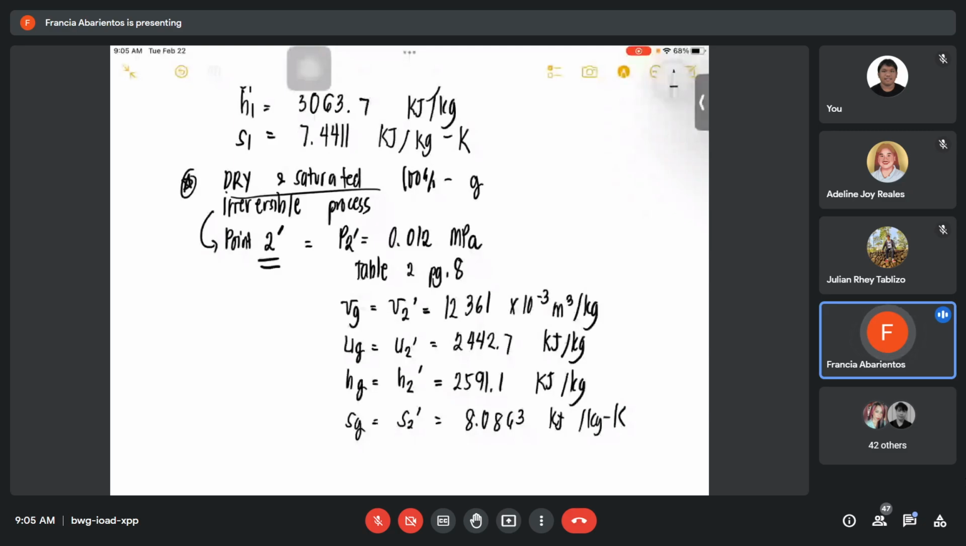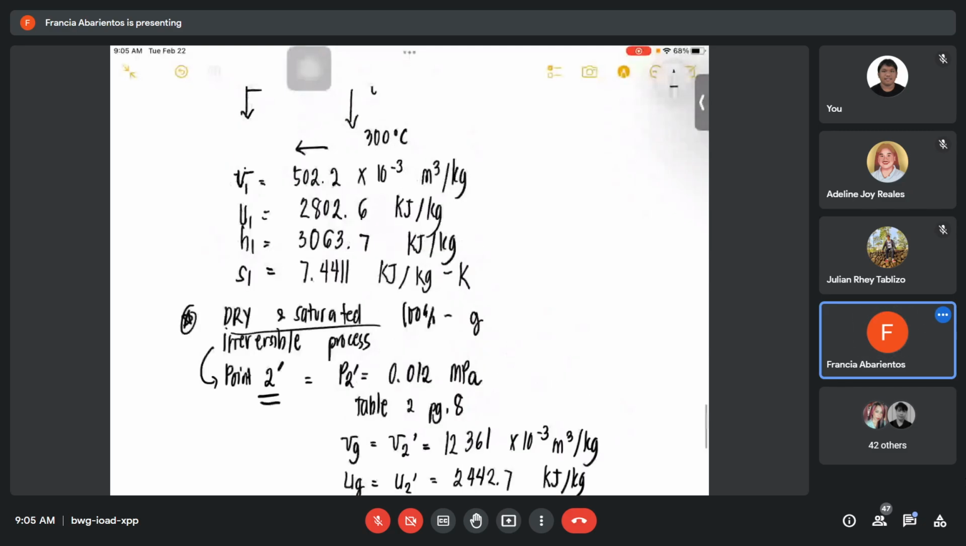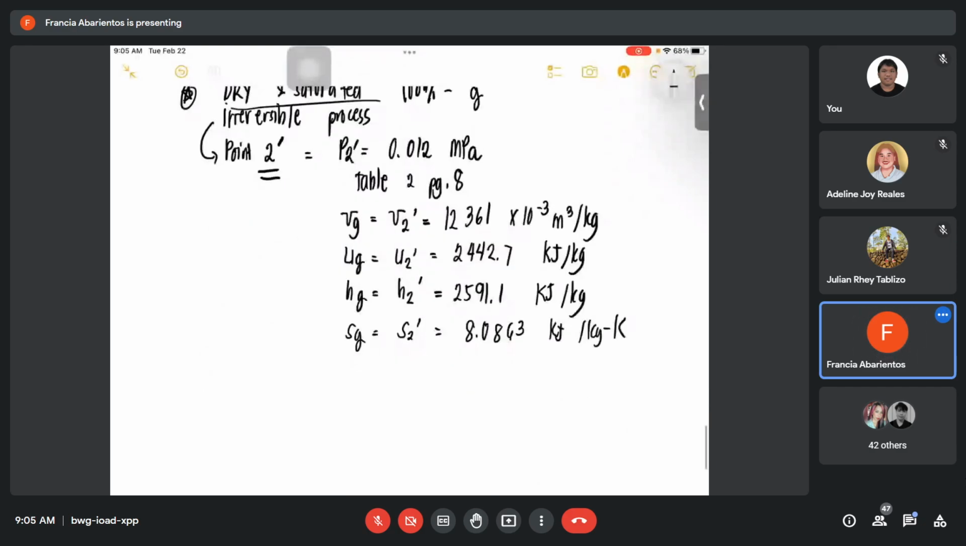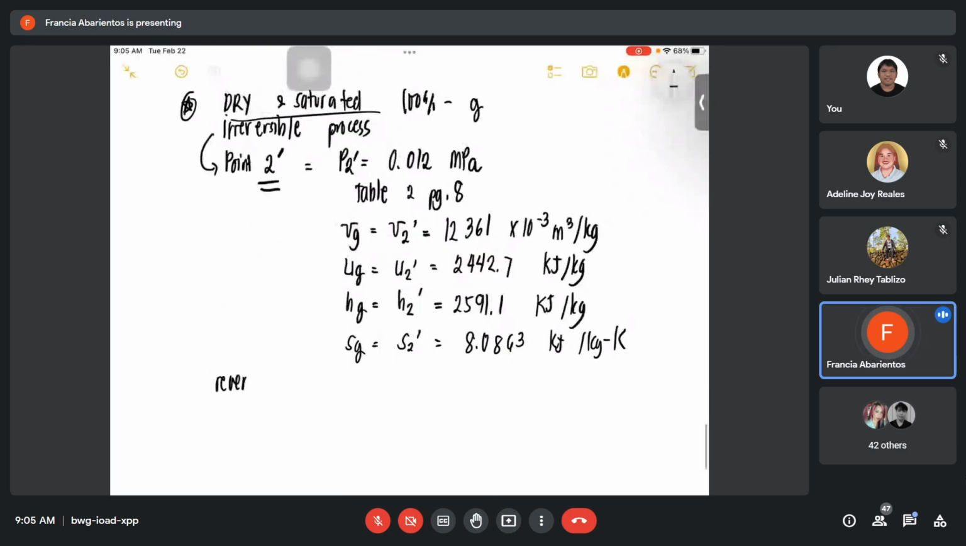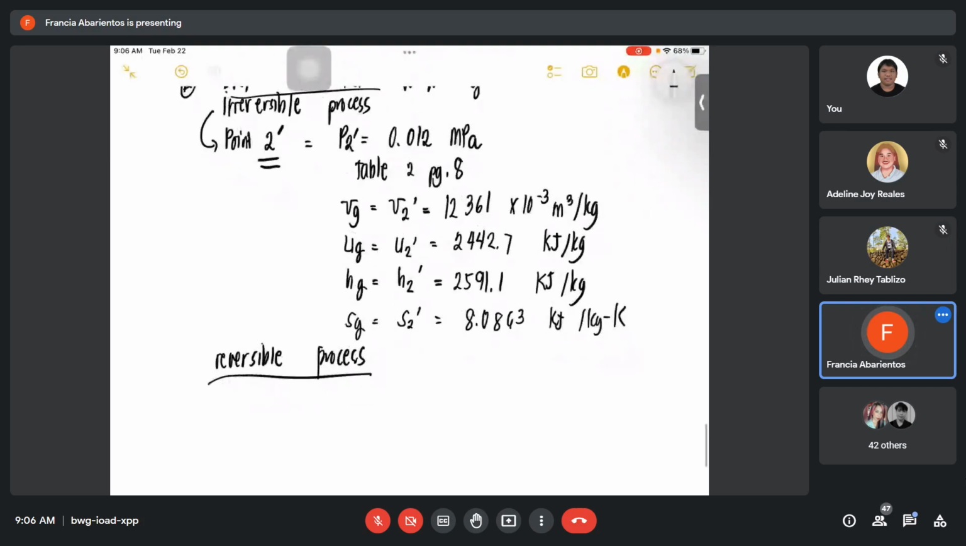if the problem is irreversible, how about, sabi ko muna, we need to compute for the reversible process. Ano yung gagawin mo? Given sa atin yung pressure, class, automatically, parehas lang yan. It will lie on the same pressure. I mean, it will exist on the same pressure. Pressure 2 prime is equal to pressure 2. Okay? Parehas lang yan, class.